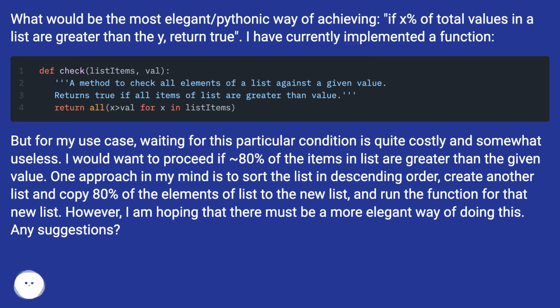One approach in my mind is to sort the list in descending order, create another list and copy 80% of the elements of the list to the new list, and run the function for that new list. However, I am hoping that there must be a more elegant way of doing this. Any suggestions?